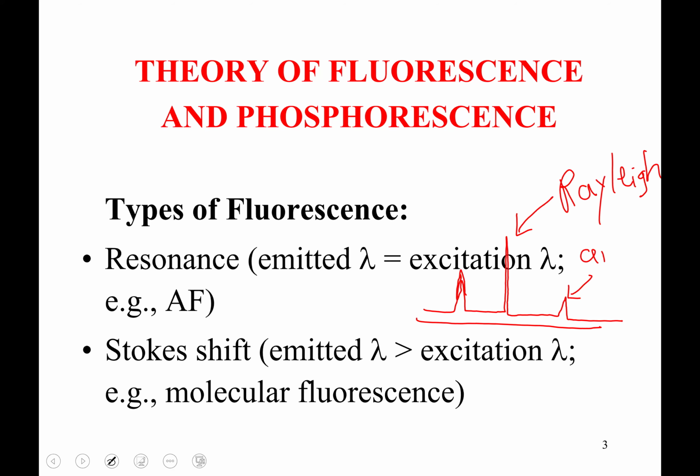Stokes is a person who did this. Anti-Stokes is a little bit lower energetically. It can be used for analysis, but we prefer to have a higher intensity for obvious reasons. So the opposite, this other one here, is the Stokes shift. The Stokes shift has a higher intensity, and then we use it for analysis.